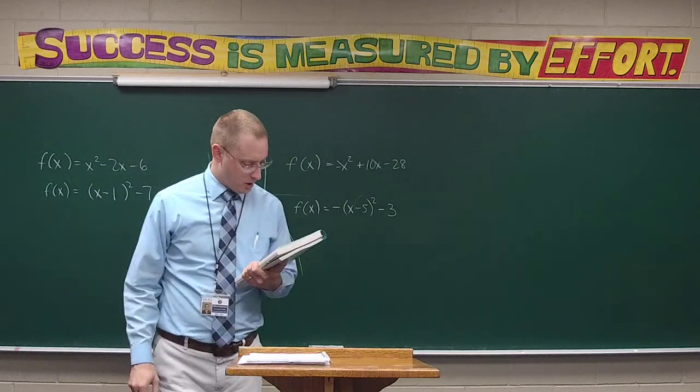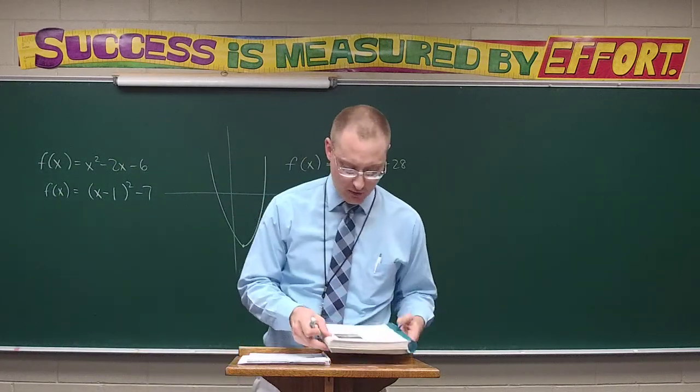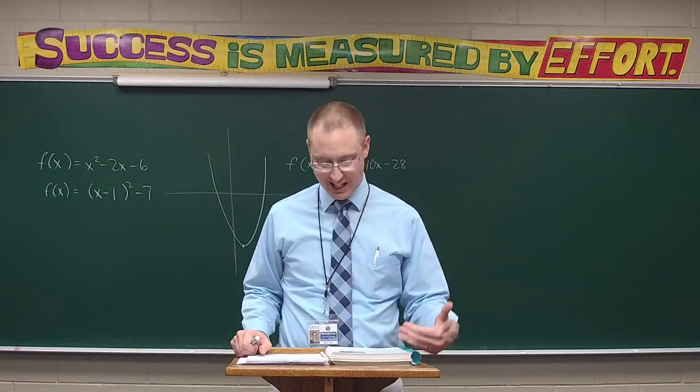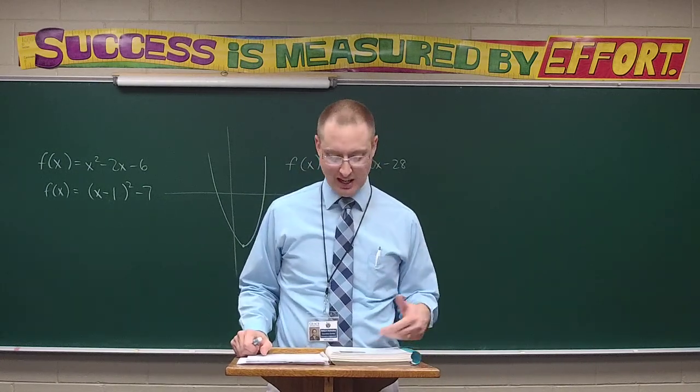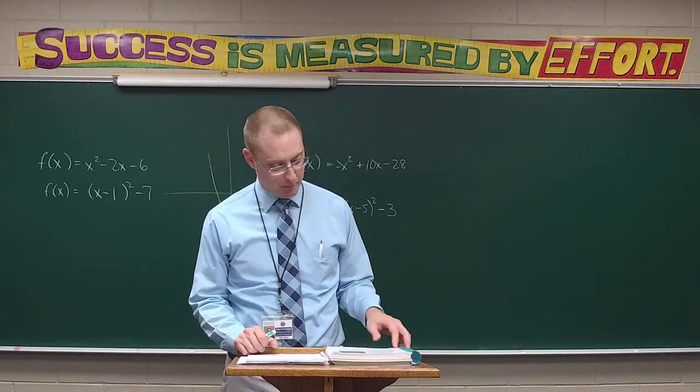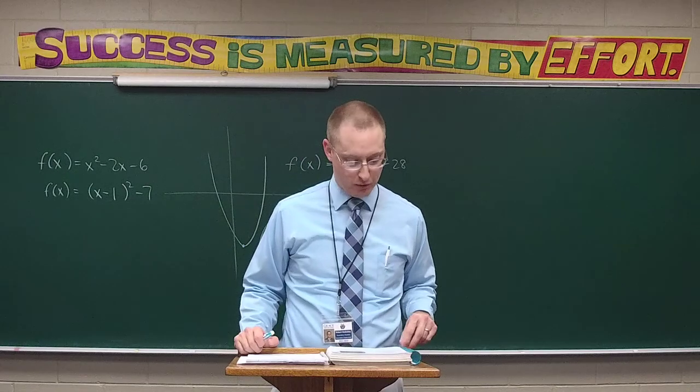Number 39 says to identify the vertex using the vertex formula. So here, remember, factor out the A, take negative half of B, and find f of that thing, and also determine whether the vertex is a relative minimum or maximum. Number 39, what was your vertex, Maddie?